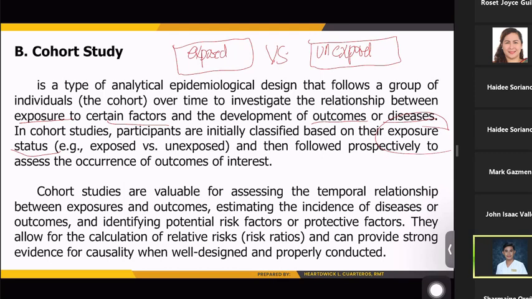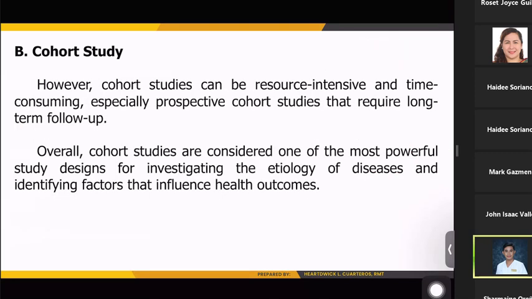Cohort studies are valuable in assessing the temporal relationships between exposures and outcomes. We estimate here the incidence of the disease or the outcomes of the disease, and we also identify potential risk factors or protective factors. They allow the calculation of relative risk ratios that can provide strong evidence of causality when well-designed and properly conducted. However, cohort studies can be resource-intensive and time-consuming.